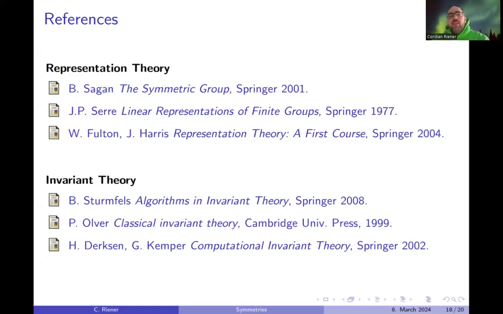When it comes to invariant theory, I already mentioned Bernd's book on algorithms in invariant theory. There's also a very good book on classical invariant theory. Classical invariant theory was in particular the introduction that I gave, these 19th century questions that motivated invariant theory. And if you are interested in computational invariant theory, something that goes a little bit beyond what is in the book by Bernd, it is in the book by Derksen and Kemper, Computational Invariant Theory.